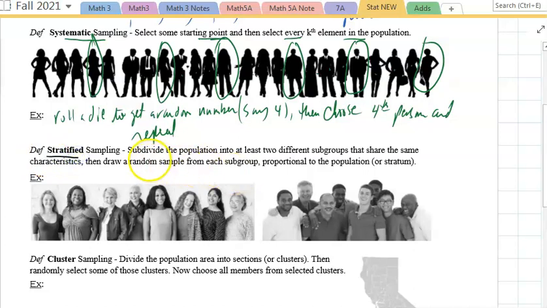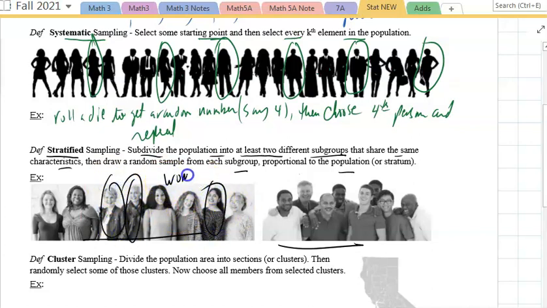There is stratified sampling. Subdivide the population into at least 2 different subgroups that share the same characteristic, then draw a random sample from each subgroup proportional to the population. So in this case, I could choose 3 from the first, because they're all women, and 3 of the second in any order, and those are the men.